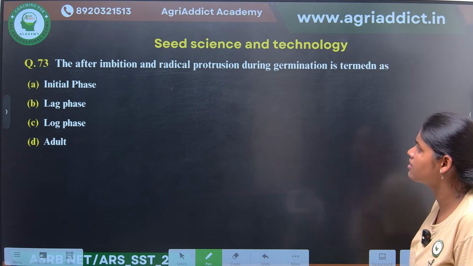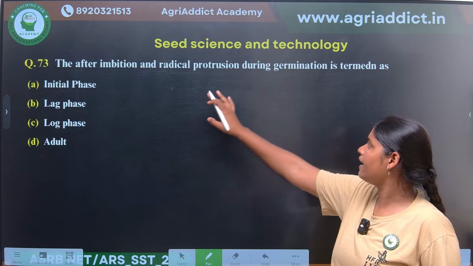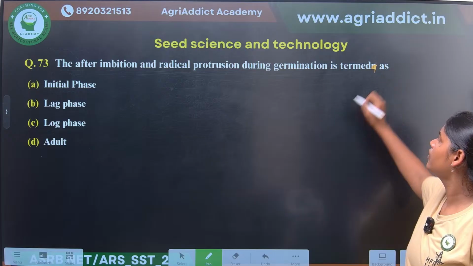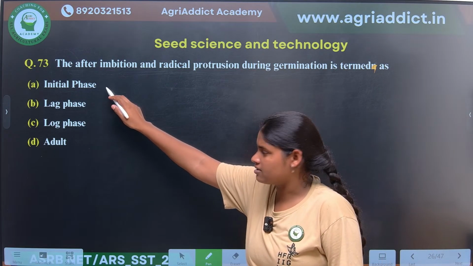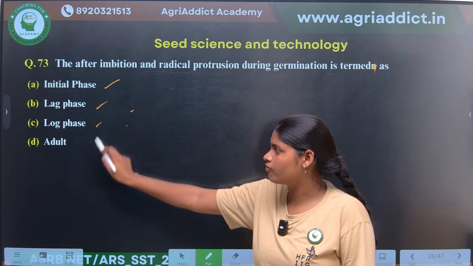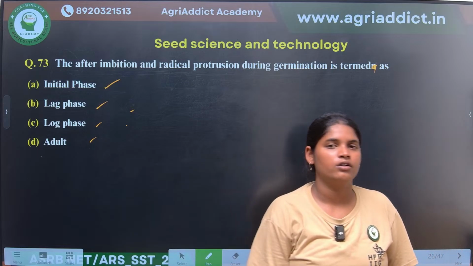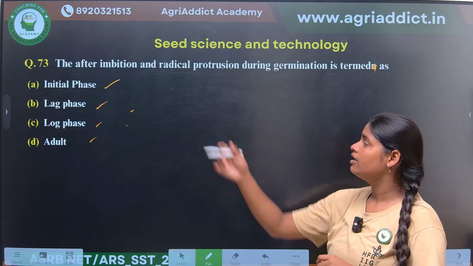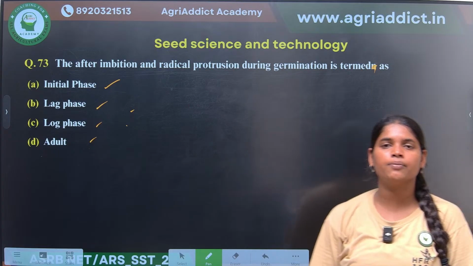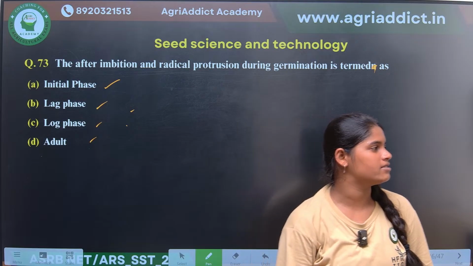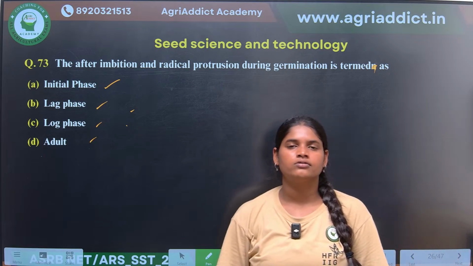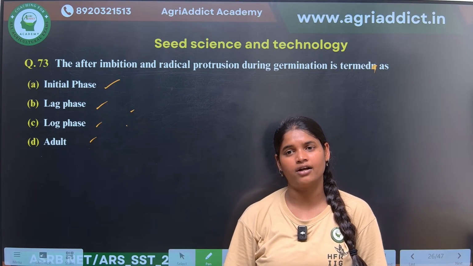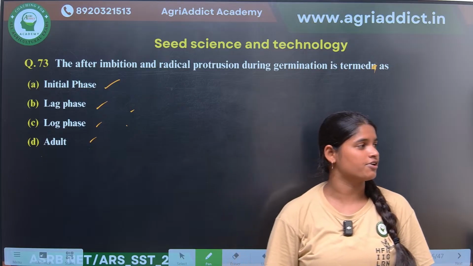The next question is: after imbibition and radicle protrusion during germination is termed as? Options are initial phase, lag phase, log phase, and adult. Answer this. This is also a seed physiological aspect. The question is after imbibition and radicle protrusion, that phase is termed as. I'll give a hint also. It will come in triphasic imbibition uptake or triphasic germination.